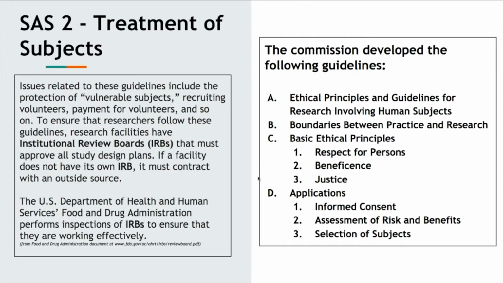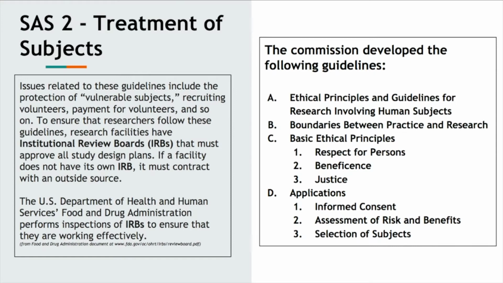All right, so issues related with these guidelines include protection of vulnerable subjects, recruiting volunteers, payment of volunteers, and so on. To ensure the researchers follow these guidelines, research facilities have IRBs, institutional review boards, that must approve all study design plans. Now, if a facility doesn't have its own IRB, it must contract with an outside source. The U.S. Department of Health and Human Services Food and Drug Administration performs inspections of IRBs to ensure that they're working effectively. Now, this little section right here, I would commit to memory or write it on your cheat sheet, because it will be on the test. Understand what an IRB is and what it's used for, and what a company is responsible for when it comes to an IRB.